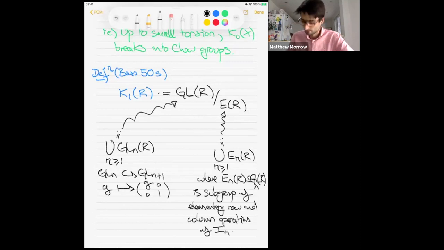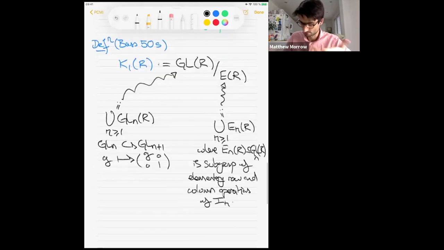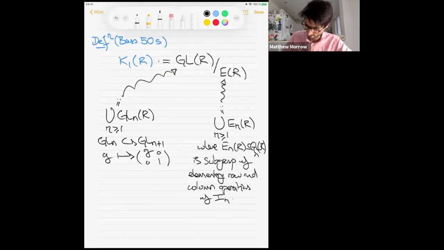One checks that, at least in passing to the limit over n, this gives me a normal subgroup, which, as I say, is somehow precisely classifying isomorphisms up to obvious change of basis.